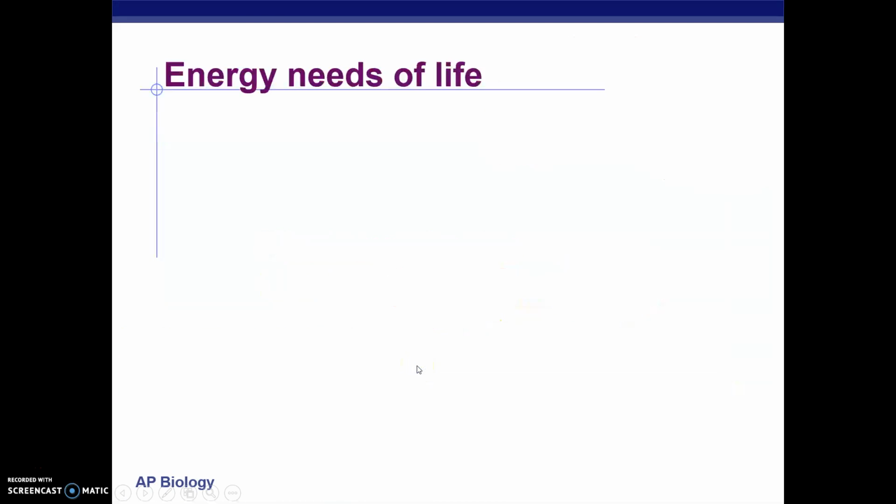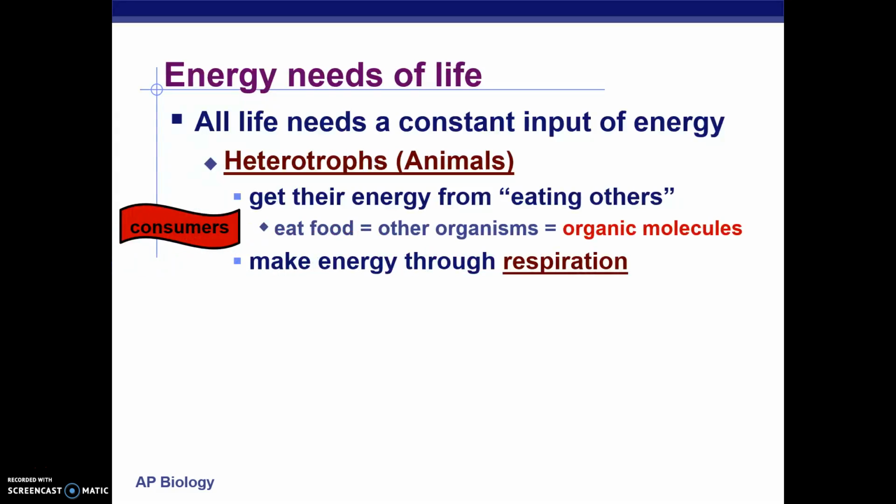Energy needs of life: all living things need energy. They are endergonic systems, and there are heterotrophs, or animals, who get their energy from eating other organisms. They also make energy by breaking down those organic molecules from other organisms, and that is through respiration.